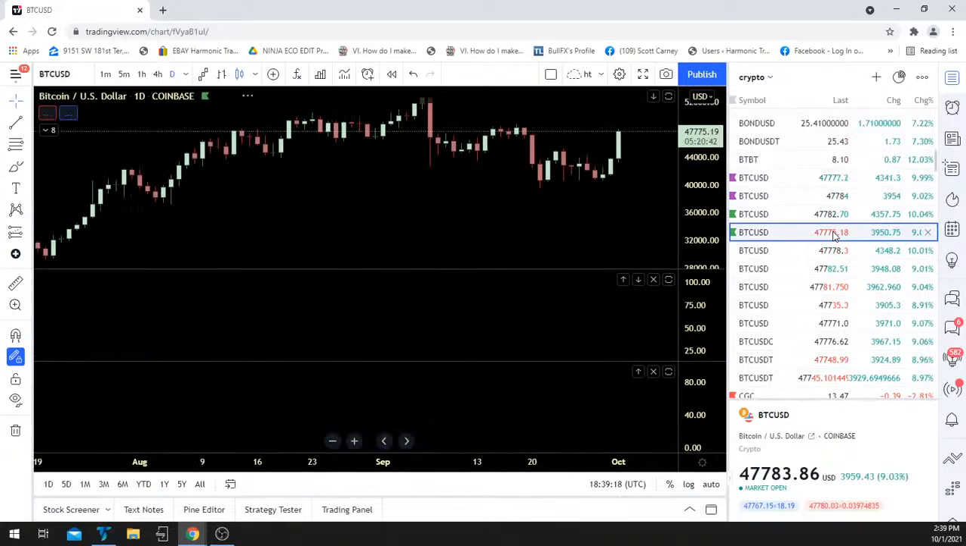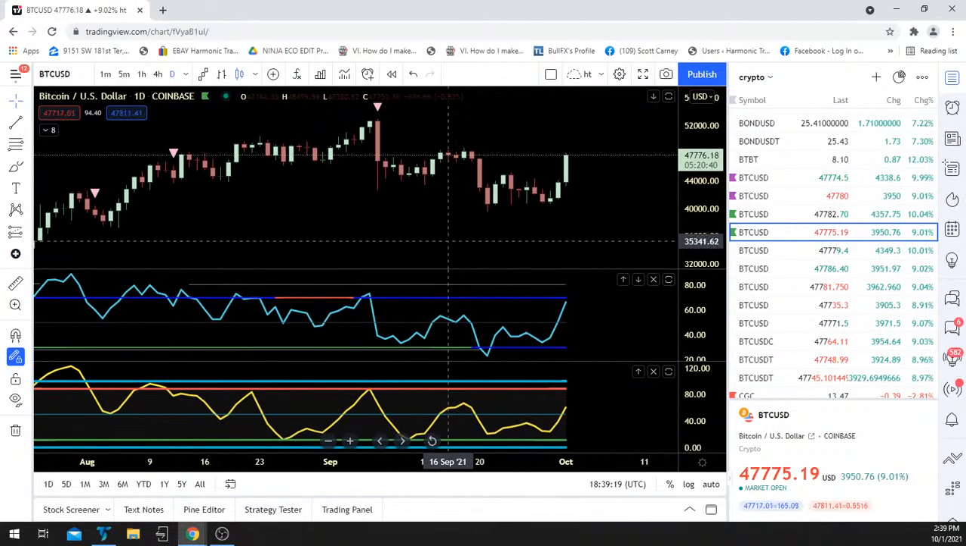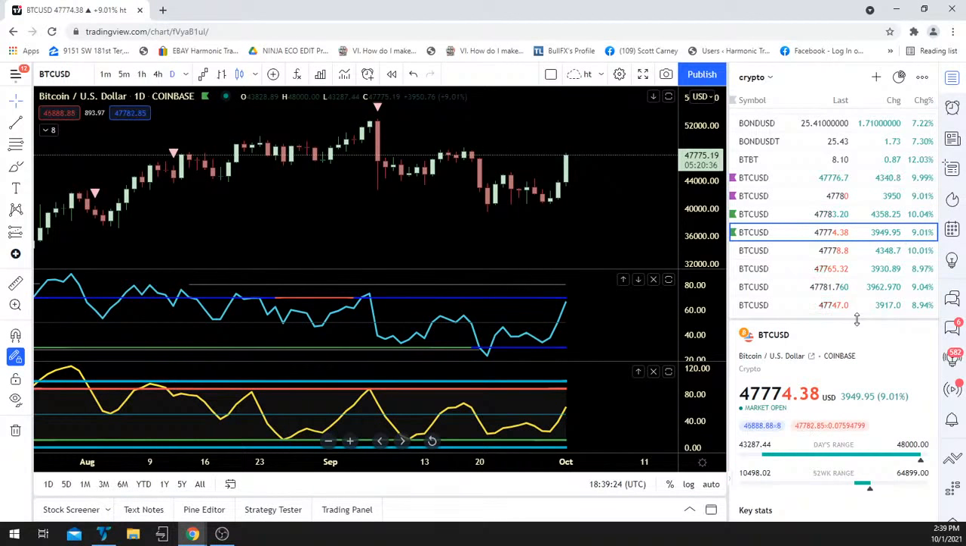All right, so I'm going to leave you guys with this Bitcoin chart. Where are we? We're plus amazing. It's up almost over 9% right now.